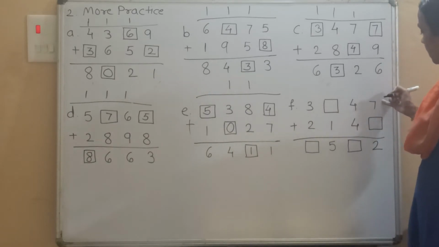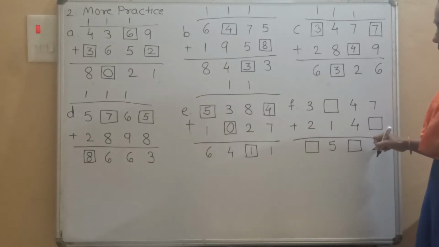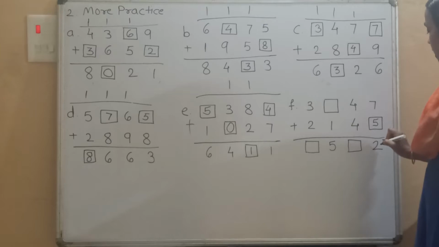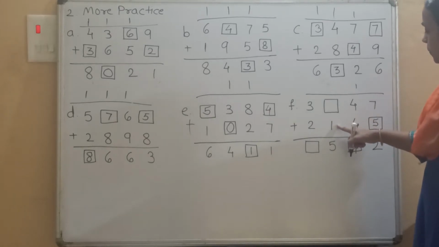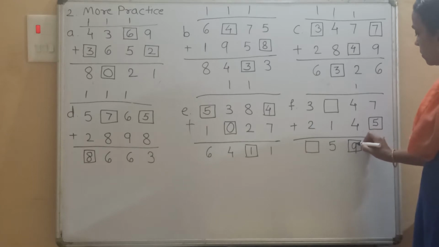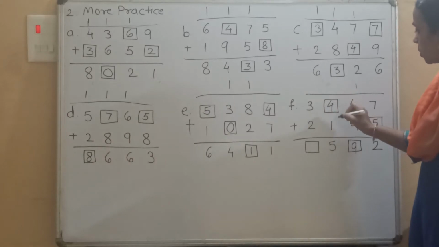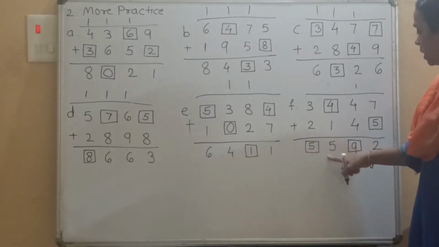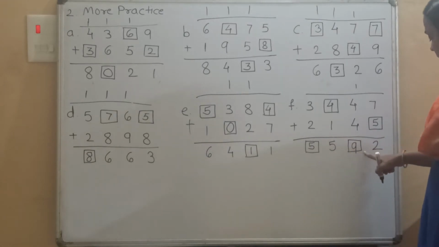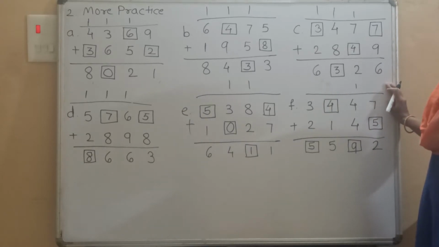Then F question. 3 empty box 4 7 plus 2 1 4 empty box. So 7. In this 7, which number will we add to get the answer 12? So 7 plus 5, 12. So what is the carry? 1. 4 plus 1, 5. 5 plus 4, 9. So in this 1, which number do we have to add to get the answer 5? 4. 4 plus 1, 5. 3 plus 2, 5. So our answer is 5592. Okay, so properly write down these answers in your textbook.